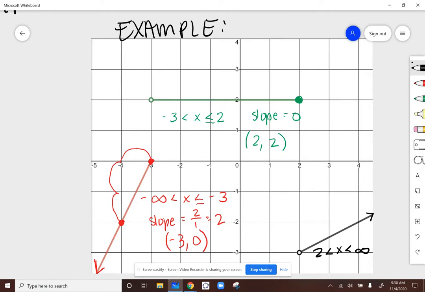And last, our black line here. My rise is 1 and my run is 2. So if I write that out, that's a slope of 1/2. Then I can choose any point on this line. I'm going to go ahead and use this end point here. Even though it's an open dot, it still can be used to write our equation. So this is the point 2, -3.